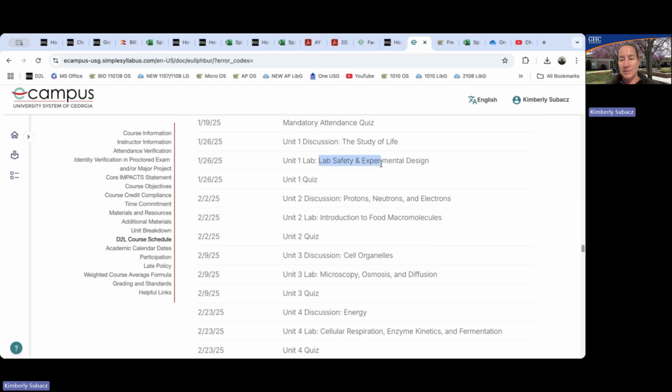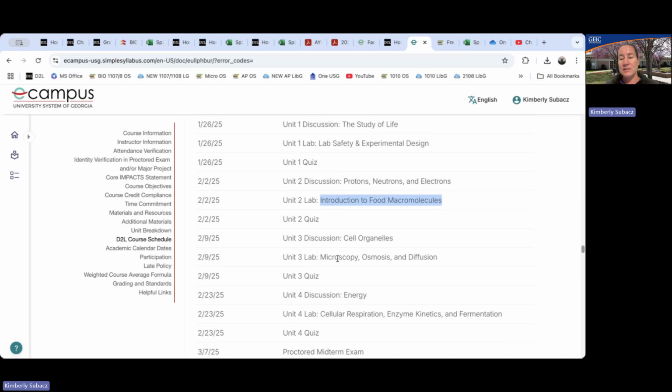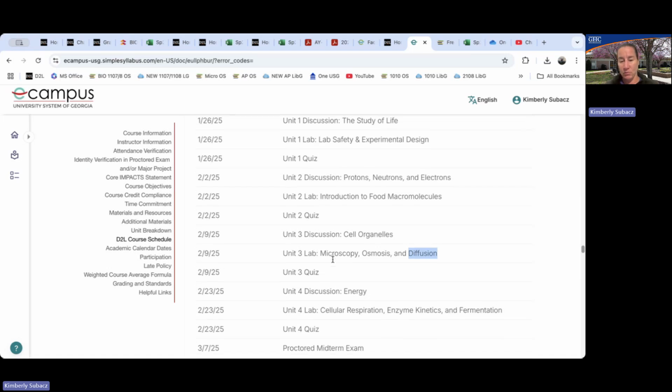Lab exercises vary per week, per chapter. So for chapter 1, we have 2. We have lab safety and we have experimental design. For chapter 2, we only have 1. It's the intro to food macromolecules. Macromolecules are a really fun one, especially in in-person labs. I love that one. That's a really fun one. You can see lab 3 is several different ones when we get to chapter 3. So definitely make sure that you know what is due, when it's due. This schedule is really helpful.